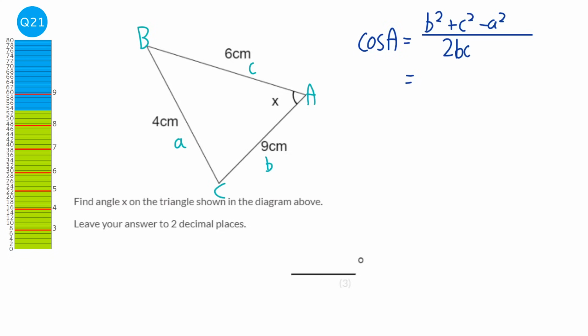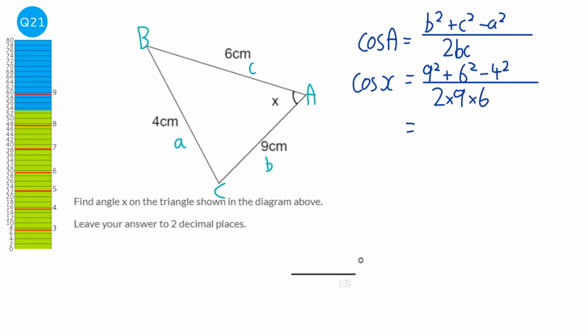So it's just rearranged, and it helps if you remember both of the formulas for the cosine rule. It does make things a bit easier. So we're going to write it again, but this time with all of the numbers and letters that are in the question. So instead of b squared, we've got 9 squared plus, and then the c squared is 6 squared minus the 4 squared over 2 times b, which is 9, times c, which is 6.